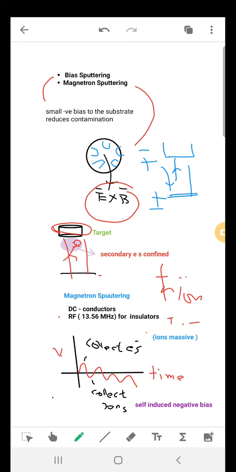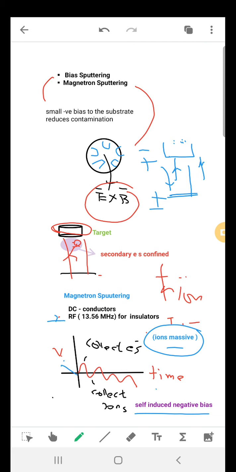Now this doesn't happen in the case of RF, because ions are too massive. When we apply a radio frequency to the system, the polarity is changing frequently. Since electrons are very lightweight compared to ions, even if we change the polarity, ions are too massive to respond to that change. So electrons strike the cathode more often than the ions do, and we get a self-induced negative bias, and this is the voltage versus time.